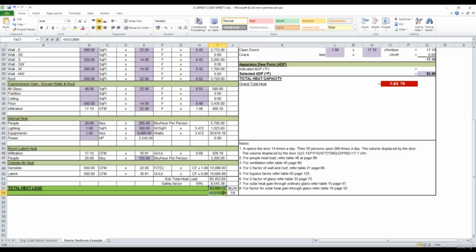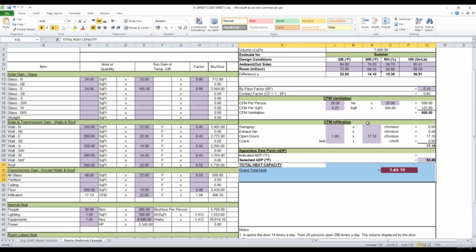1 ton of refrigeration equals 12,000 Btu per hour. Thus, through all the above processes, we find out the total heat load of the room is 7.83 tons of refrigeration. That means to remove all the heat from the room and bring down the temperature of the room to 72°F and 50% relative humidity, we have to design for refrigeration equipment having a capacity of 7.83 TR.